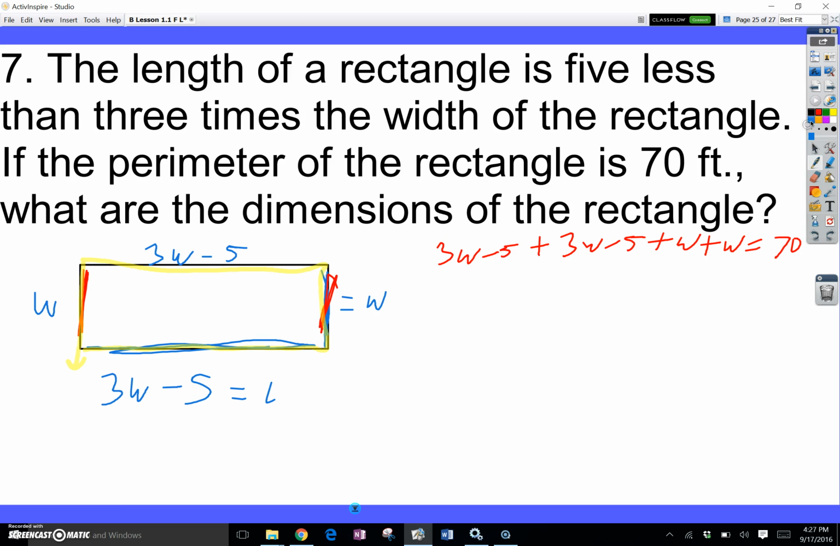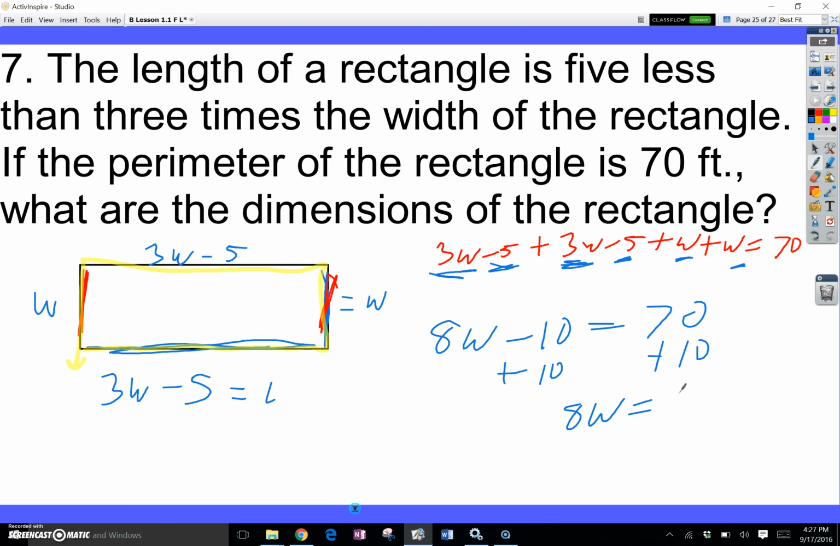So now that I know what they equal in terms of variables, I can solve by combining like terms. So 3w plus 3w plus w plus w is 8w. If I had negative 5 with a negative 5, that's minus 10, and that is going to equal 70. If I add 10 on both sides, that'll give me 8w is equal to 80. And if I divide both sides by 8, that is going to give me w equals 10.